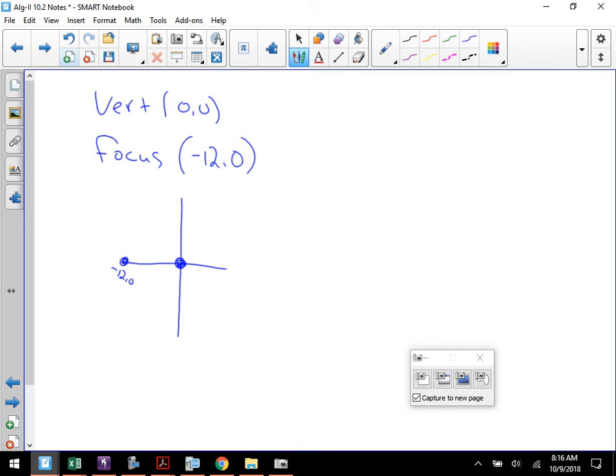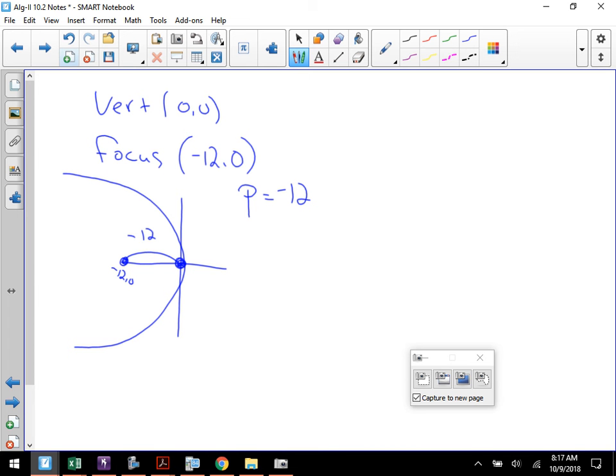What direction does this have to open? If my focus is there, vertex always opens to the focus, which means the distance from the vertex to the focus is the p value. How far away is the vertex and the focus? No, vertex and focus, how far apart are those two? 12. But since it's opening to the left, it is negative 12. So our p value is negative 12.